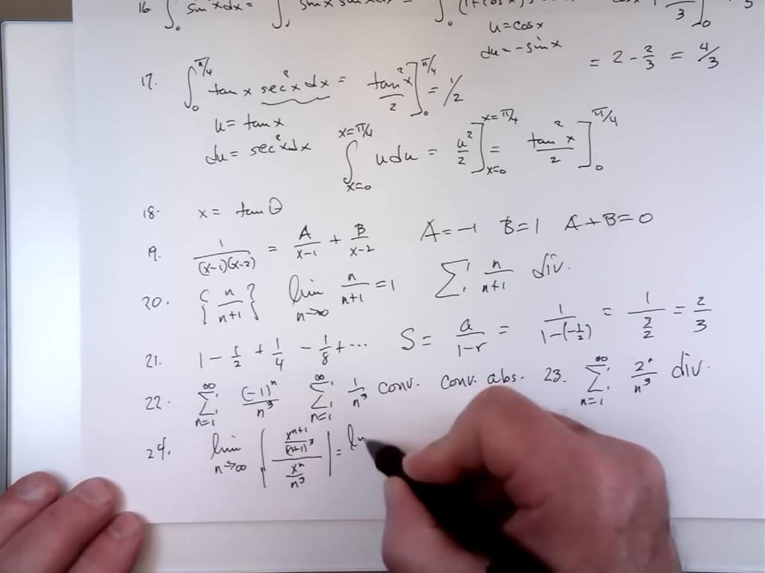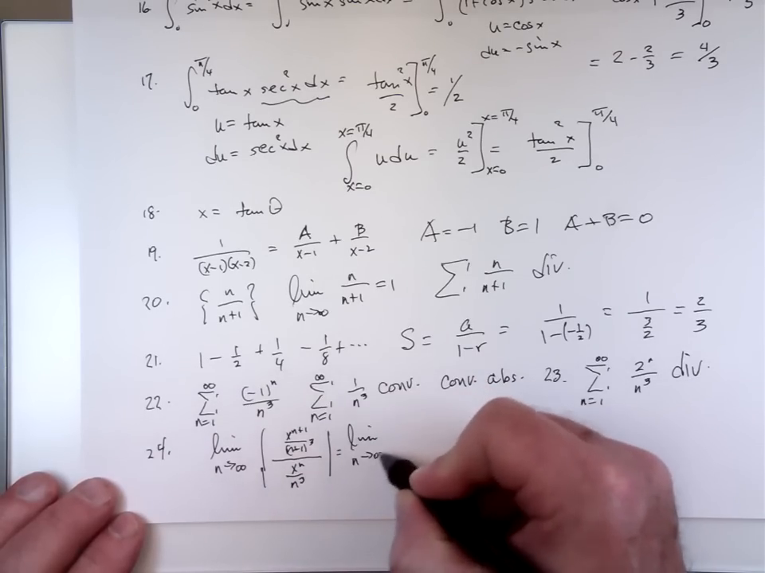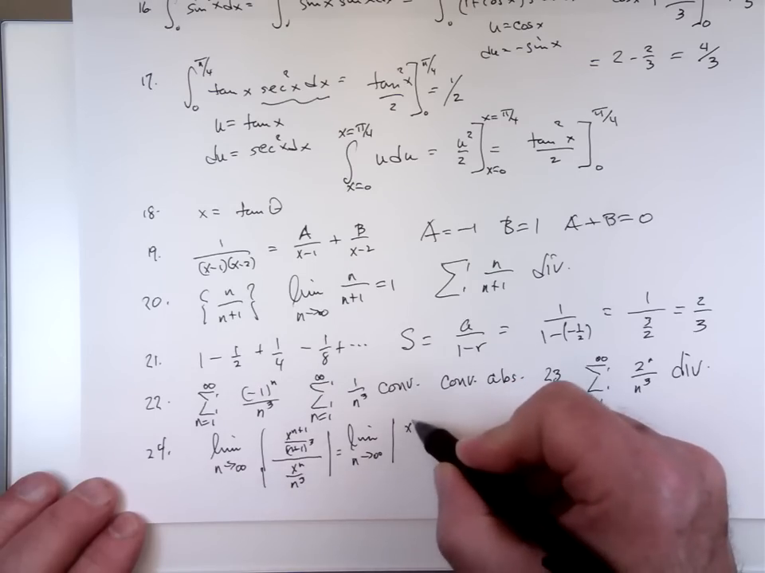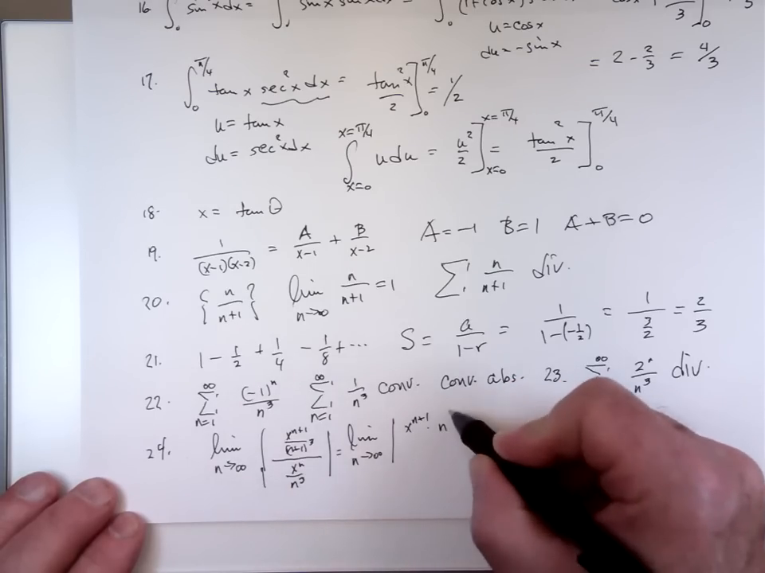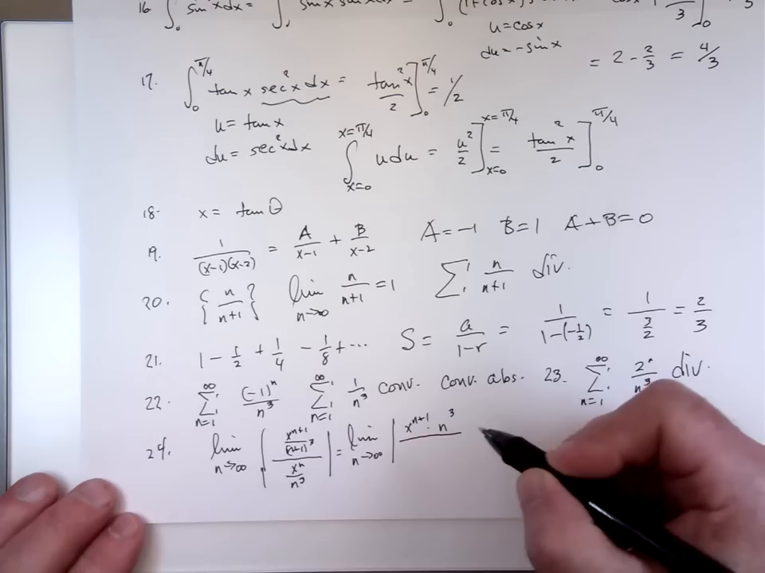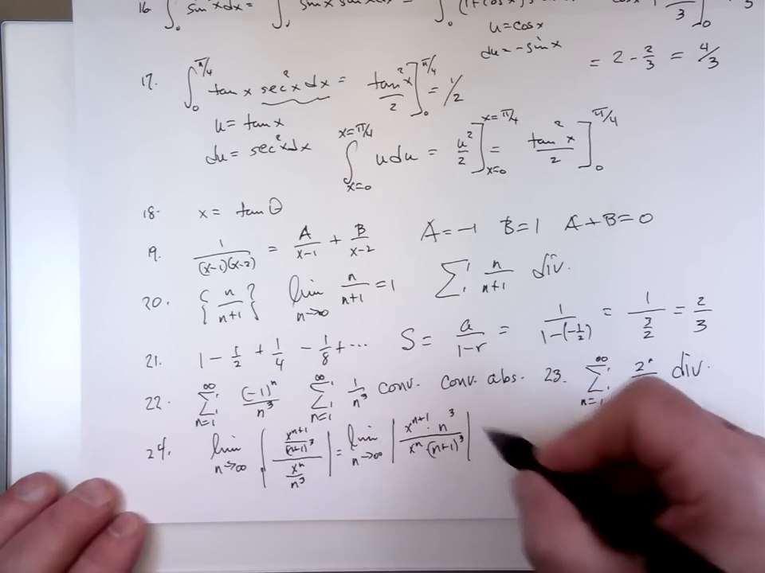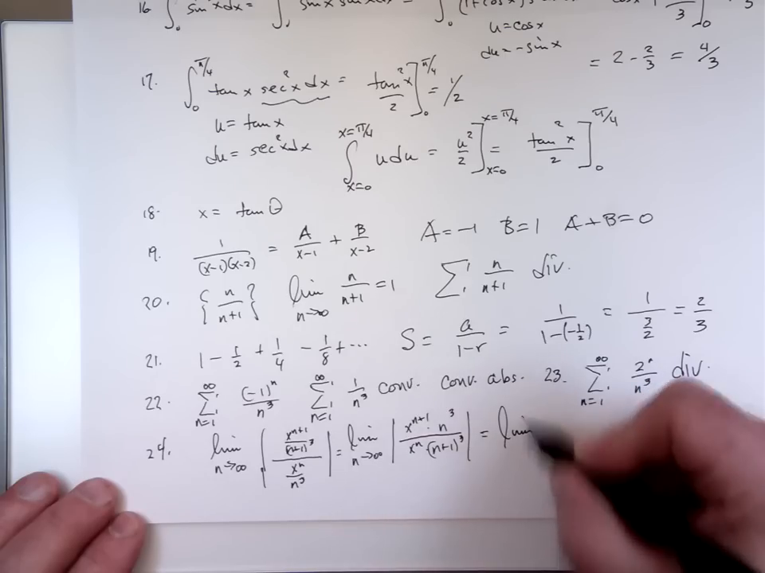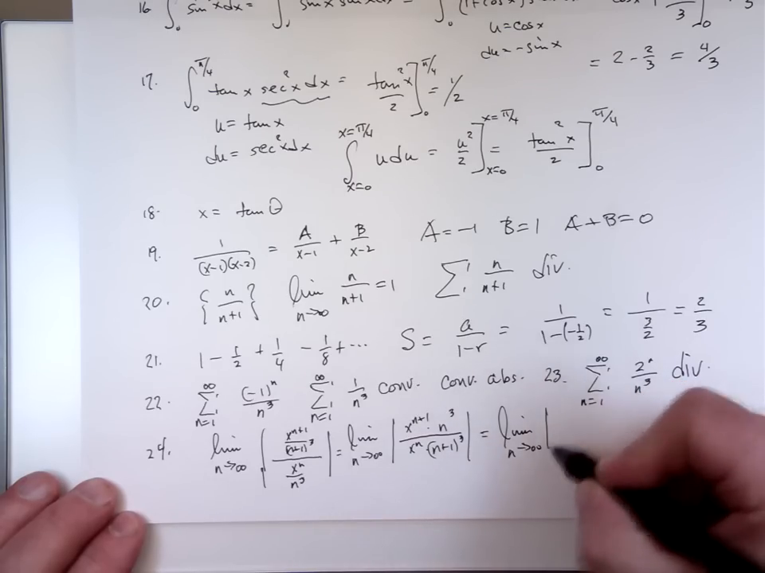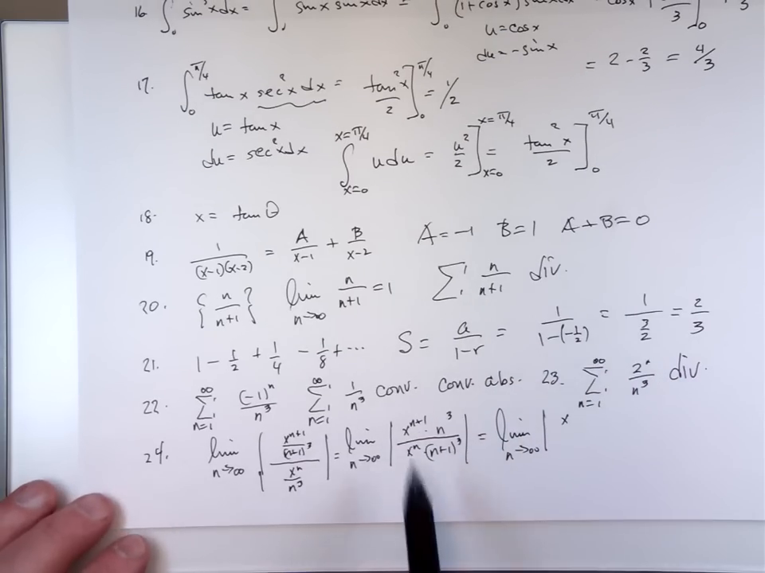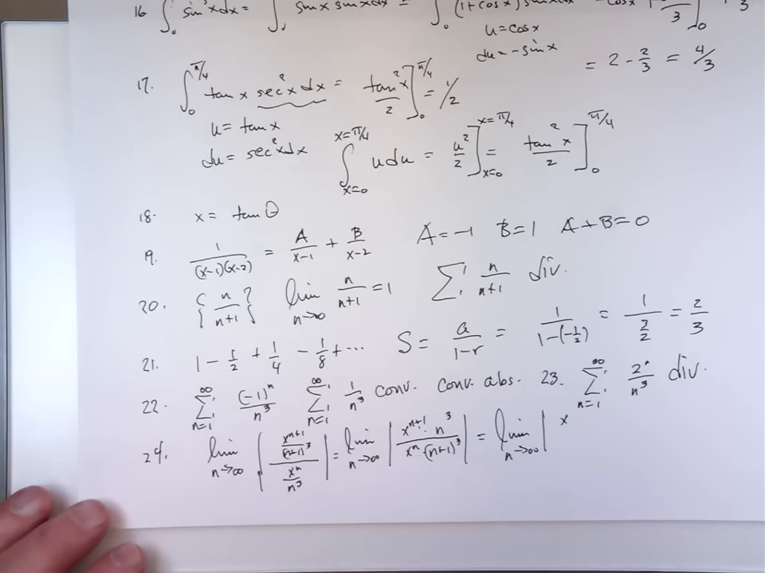Limit, n goes to infinity, of x to the n plus 1, n cubed, over x to the n, n plus 1 cubed. Limit as n goes to infinity of x. Now, subtract the exponents. N cubed over n plus 1 cubed.